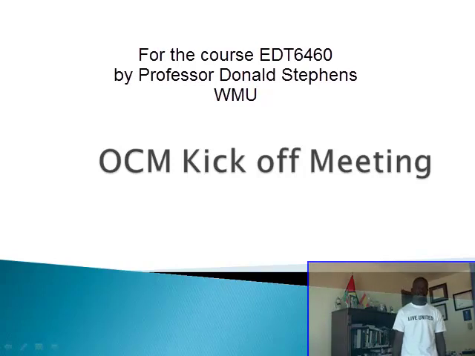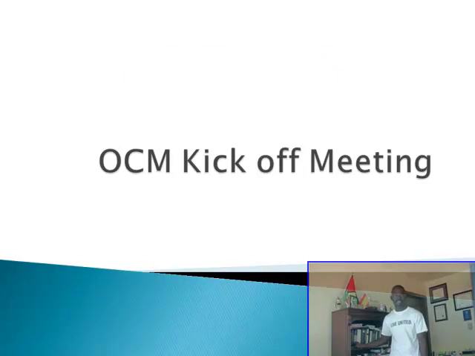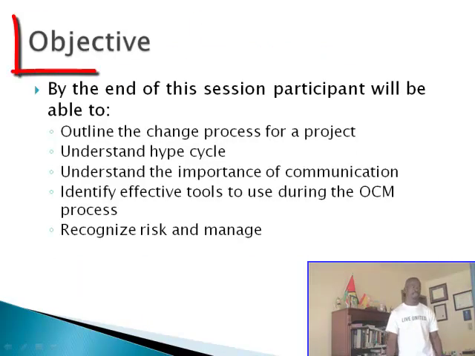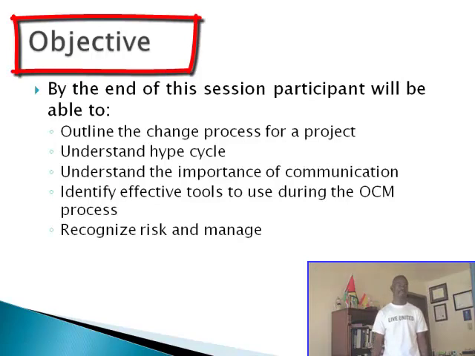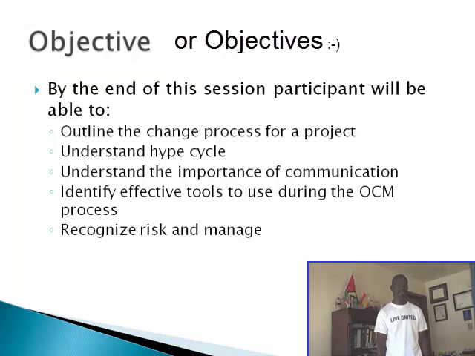Pretty much for our OCM change project, we definitely do need to have a plan in place in order to implement that project. What I'm going to go through is the objective here for completing that plan. Our objective in this session is to outline the change process for a project.